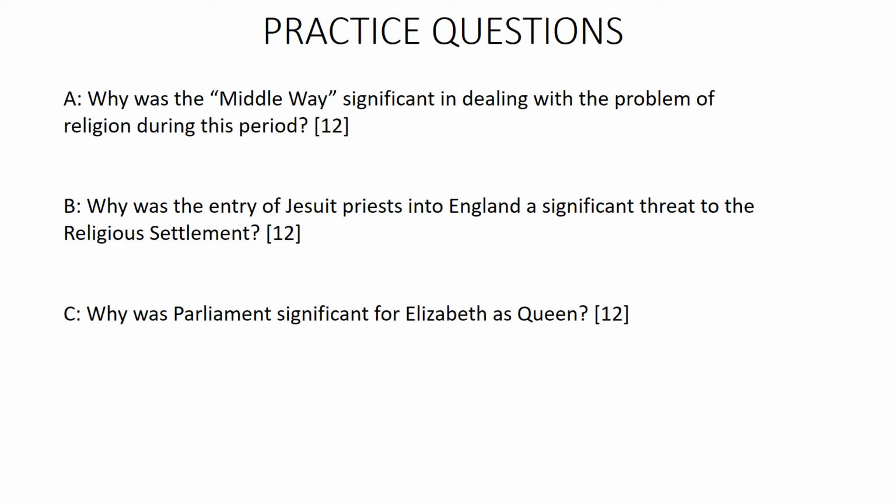So you have question A, why was the middle way significant in dealing with the problem of religion during this period? Question B, why was the entry of Jesuit priests into England a significant threat to the religious settlement? Or C, why was Parliament significant for Elizabeth as Queen?